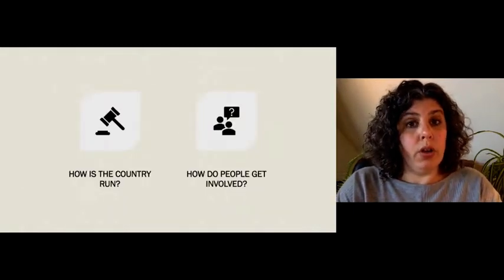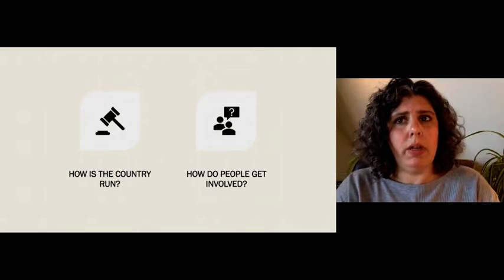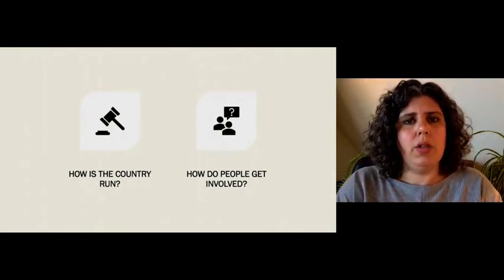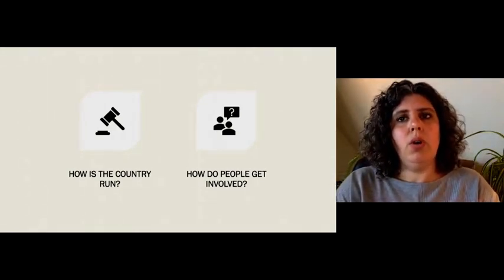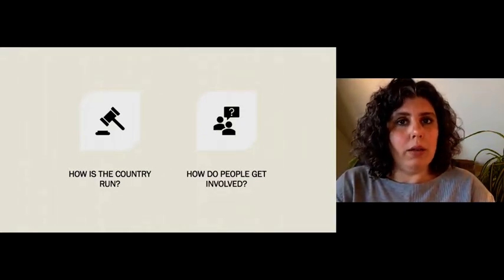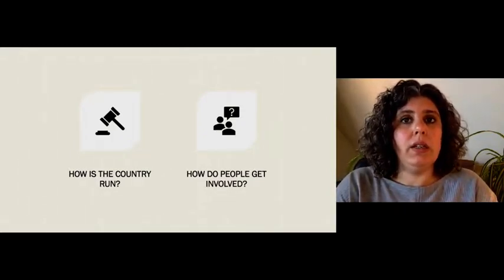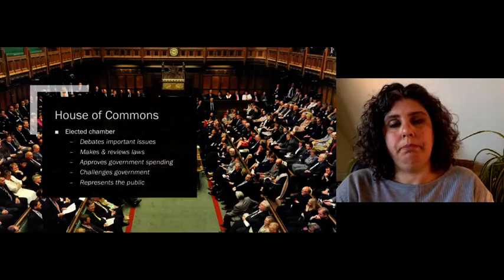So, we're going to look at how the country is run by looking in more depth at the Houses of Parliament. And we're going to talk a bit about how we, as people living in the UK, can get involved in politics. To start, it's important to know that Parliament is actually made up of three different parts: the House of Commons, the House of Lords, and the monarch, which is currently Queen Elizabeth II. So let's look at each of those in a bit more detail.